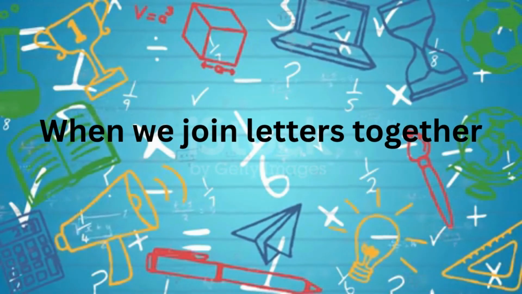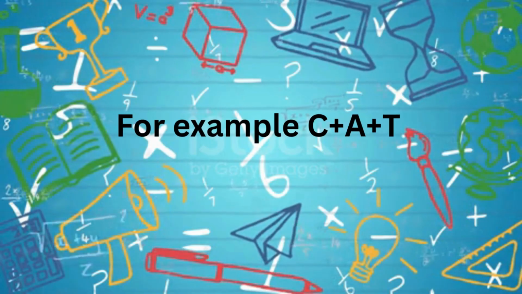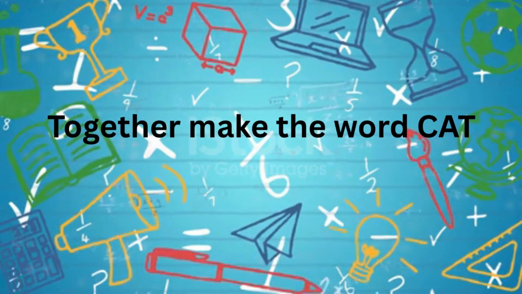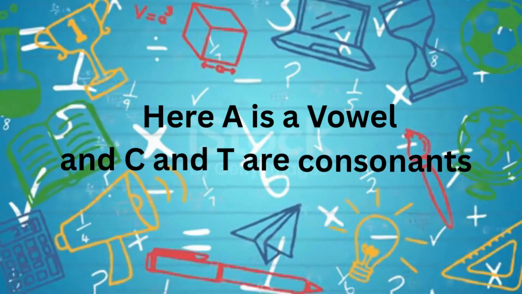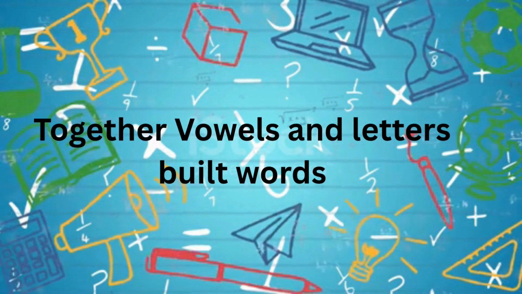When we join letters together, we make words. For example, C, A, T together make the word cat. Here A is a vowel and C and T are consonants. Together, vowels and consonants build words.